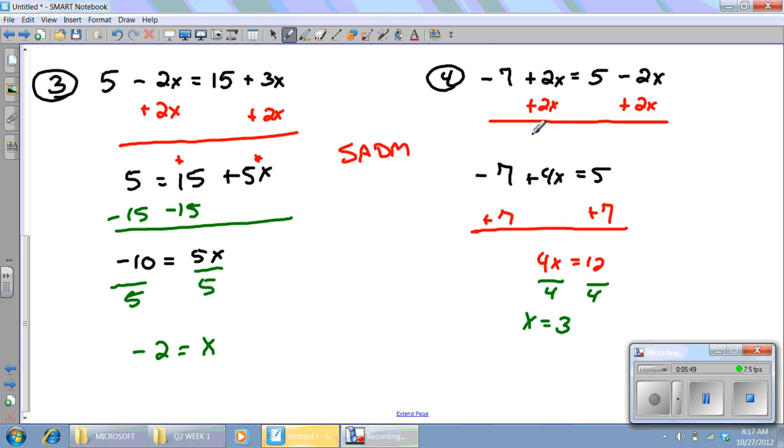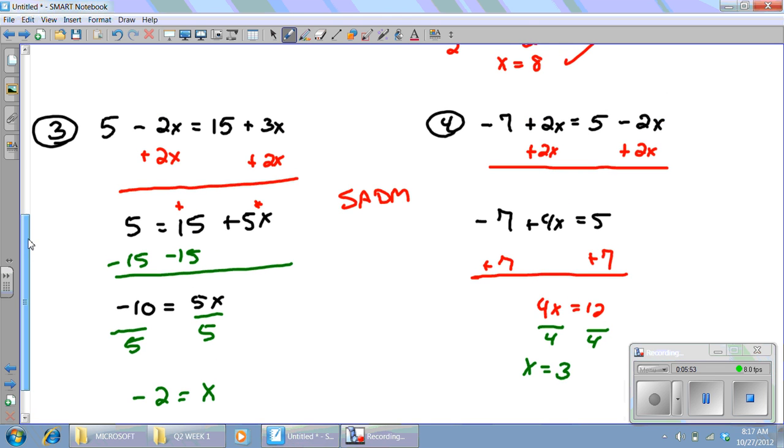And then I'll check my work. If I have negative 7 plus 2 times 3, well, let's see. 2 times 3 is 6. Negative 7 plus 6 is negative 1. It's supposed to be a 1. Sorry. And 5 minus 2 times 3, well, that's the same as 5 minus 6, which is negative 1. All right.